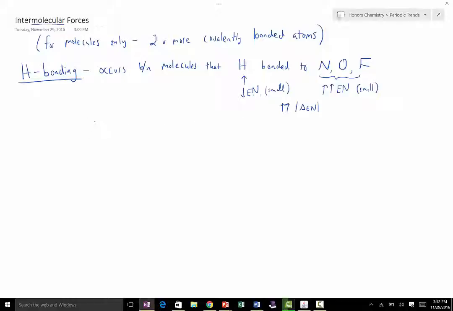So there's going to be a very strong attraction between the partial charges in atoms that have hydrogen directly bonded to nitrogen, hydrogen directly bonded to oxygen, or hydrogen directly bonded to fluorine. So we're going to have a strong partial charge attraction.